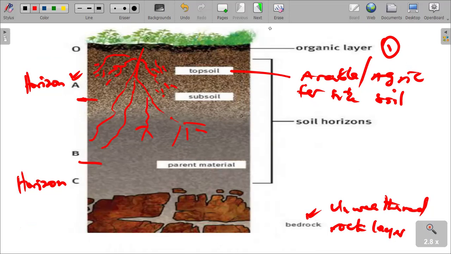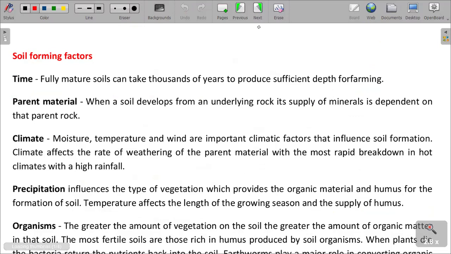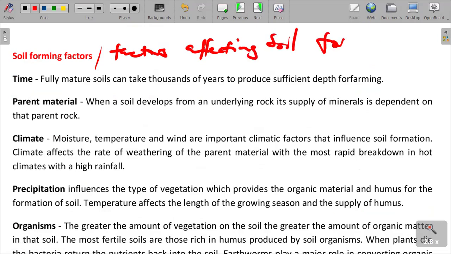So let's look at the next item: soil forming factors, the factors affecting soil formation. What are those factors that affect soil formation?